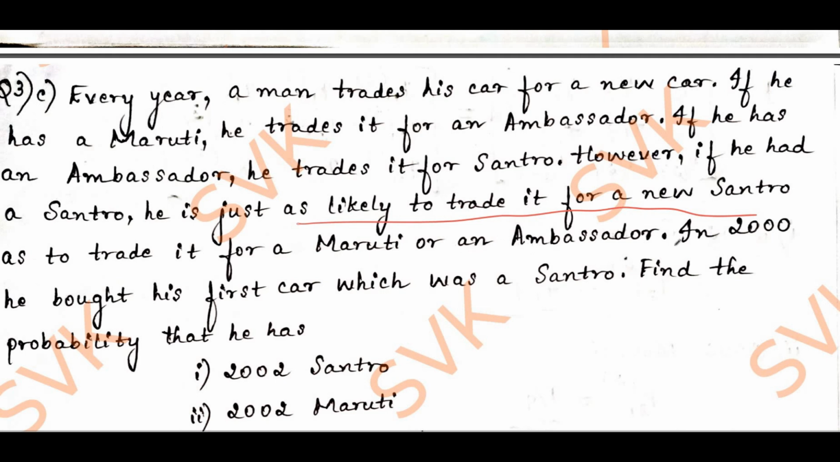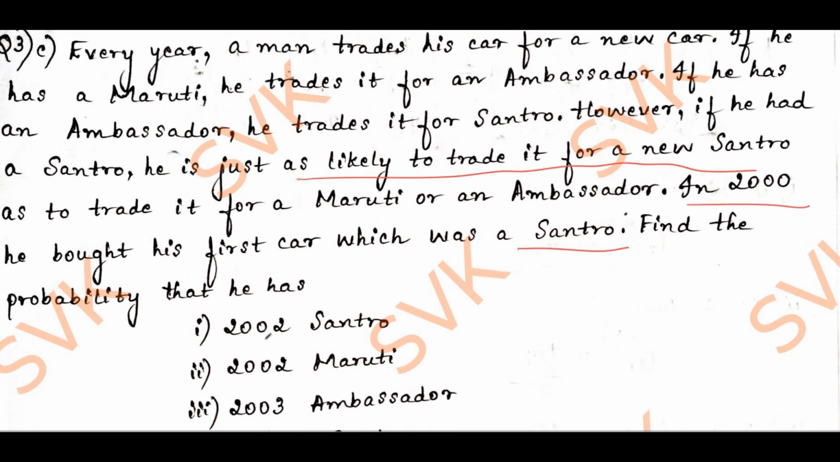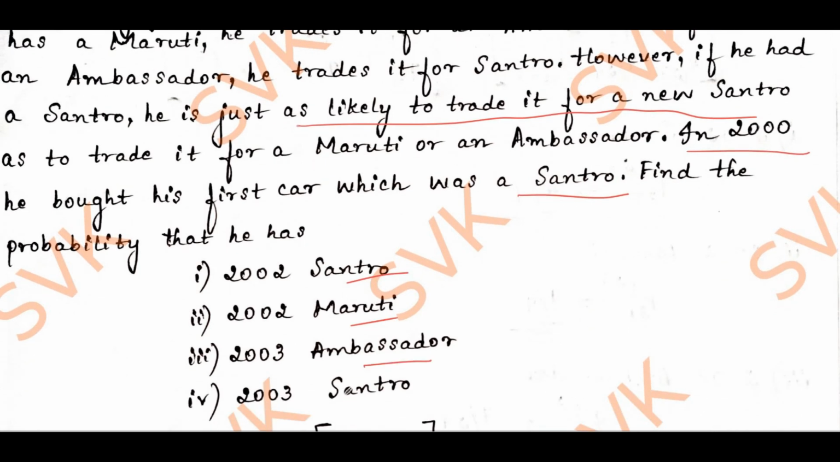In the year 2000, he bought his first car, which was a Santro. Find the probability that he has a Santro in 2002, a Maruti in 2002, an Ambassador in 2003, a Santro in 2003. There is a difference of 3 years, so we need to go with the 3-step transition probability matrix.